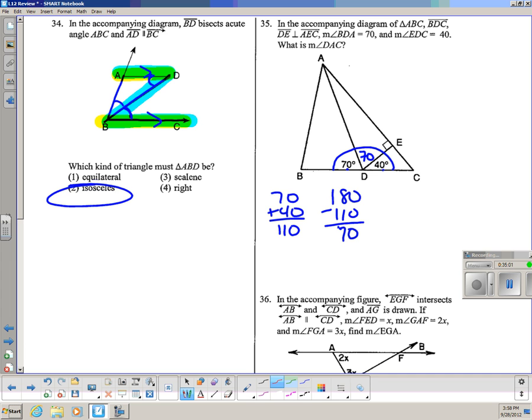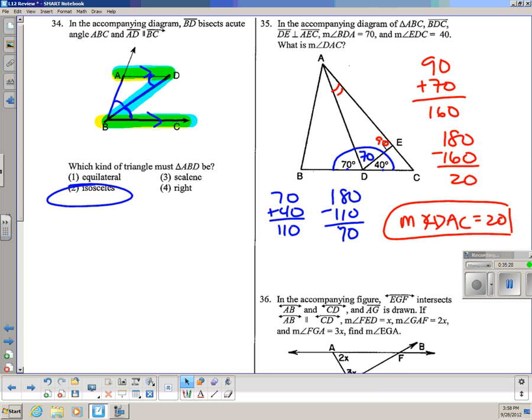Now I know I have a 90-degree angle here, and I'm looking for angle DAC, which is up here. Now it's a pretty easy question. I can just use triangle DAE to get it. So I can go 90 plus 70 is 160, and 180 minus 160 is 20. So the measure of angle BAC is 20.